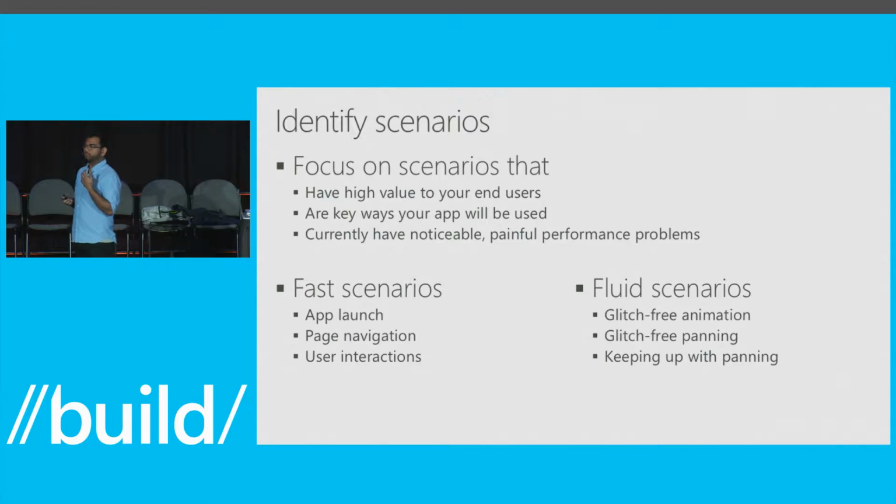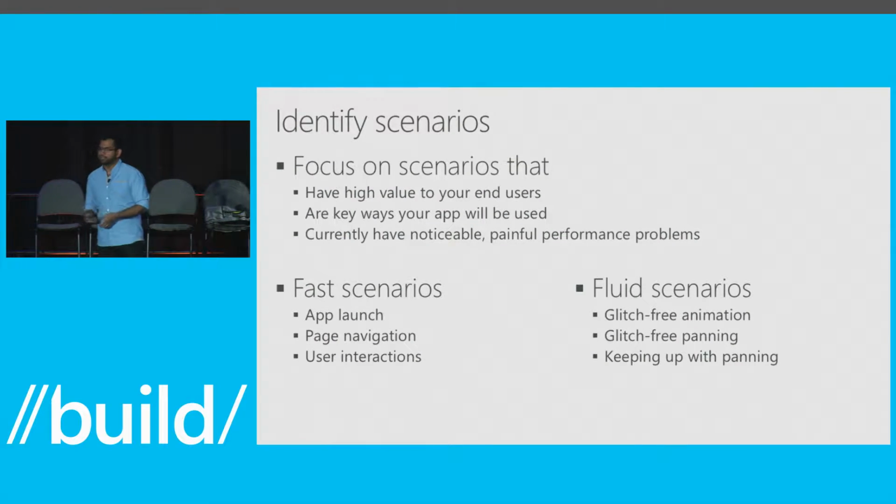Fluid is about 60 frames per second. It's about glitch-free experiences. It's about panning, making sure your content keeps up with your users' pans across the screen, right? And this, again, helps us define success in that, okay, are we at 60 frames per second? Is our content always on the screen?